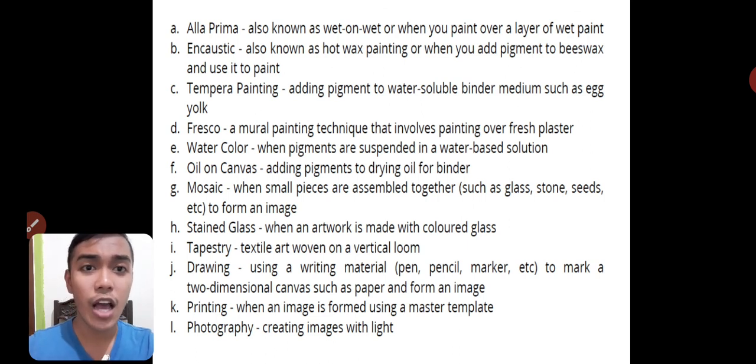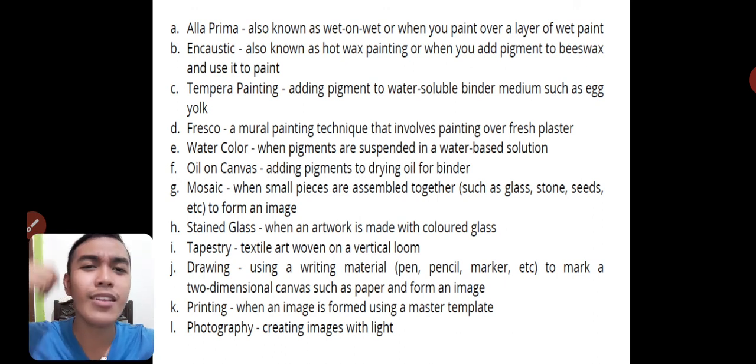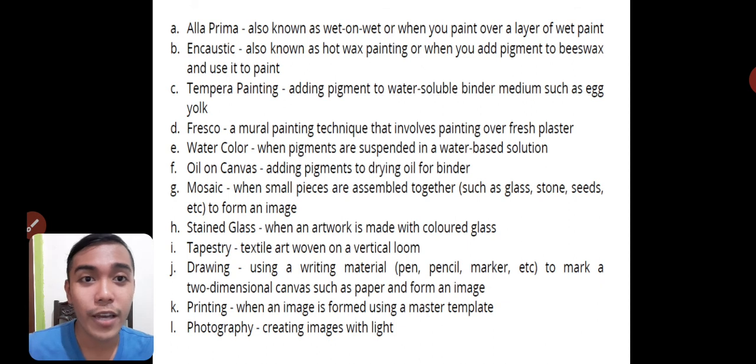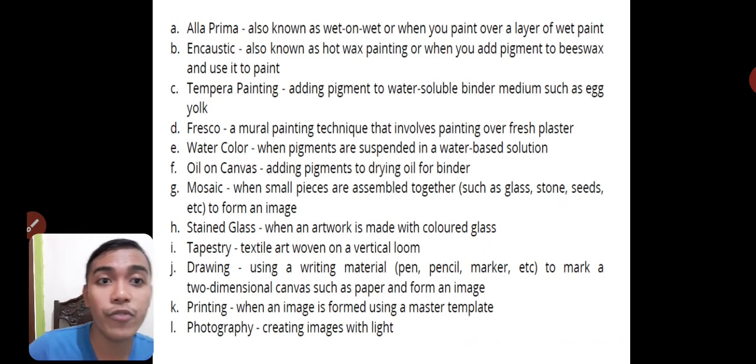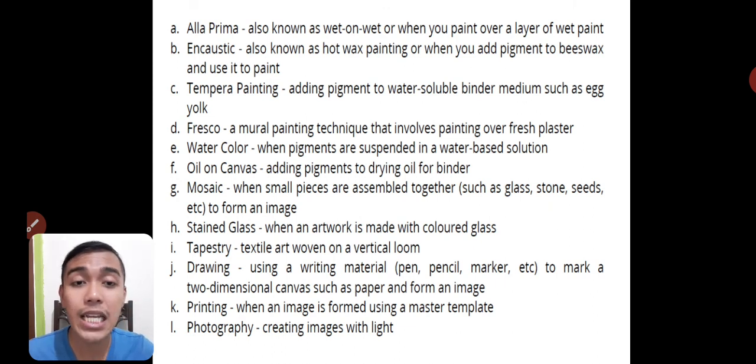Stained glass is usually seen in churches, when an artwork is made with colored glass. The stained glass we see in churches is colored glass formed into arts and artwork. Tapestry is a textile or art woven on a vertical loom. Drawing is easy: using a writing material like a pen, pencil, or marker to mark a two-dimensional canvas such as paper and form an image.